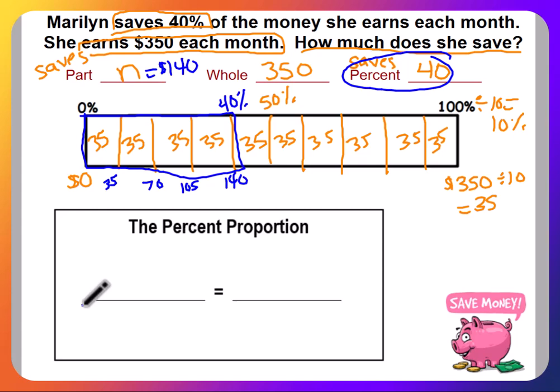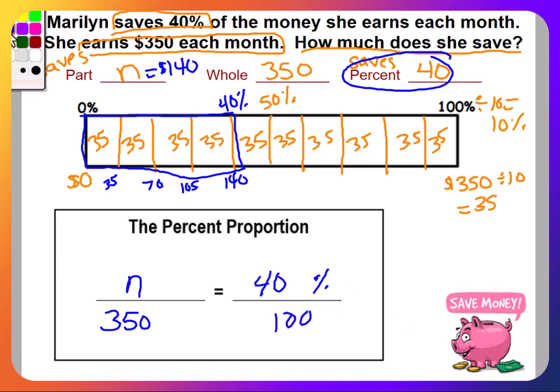Now let's check it. Let's do the percent proportion. So we've already found the part, the whole, the percent, so we just fill out our proportion. Part to whole. The part is our n, the whole is 350, equals percent. The percent is 40%, always out of 100. Okay, so now we're ready to solve. Looking at this, I know that I need to go from the right to the left because our unknown is over here on the left side.